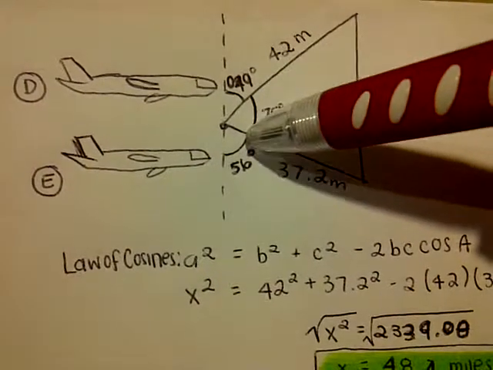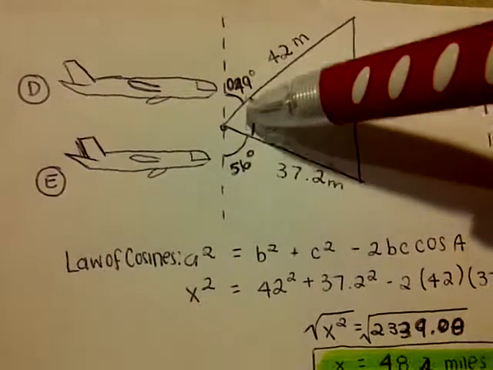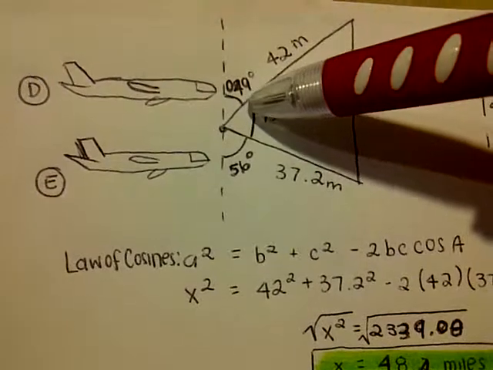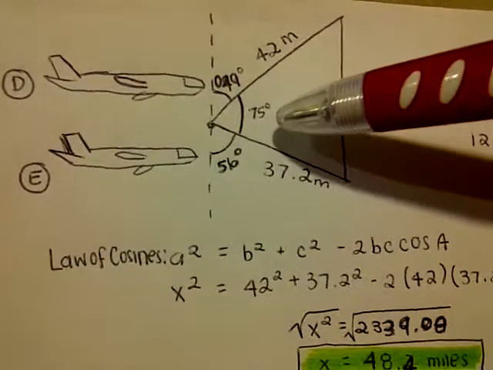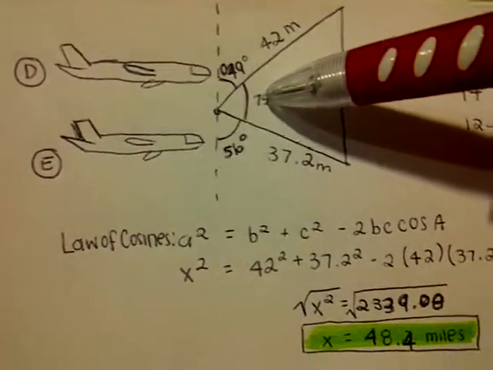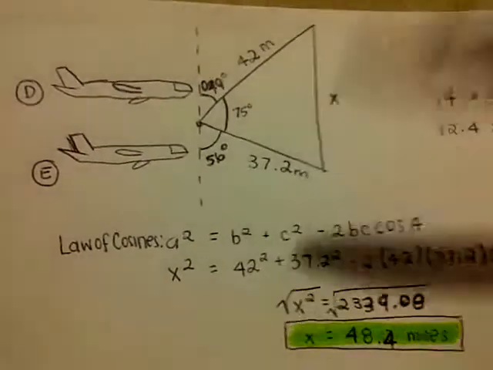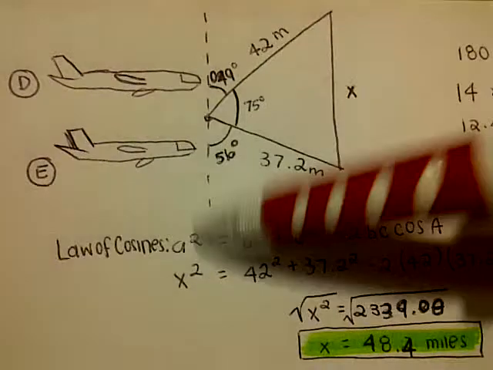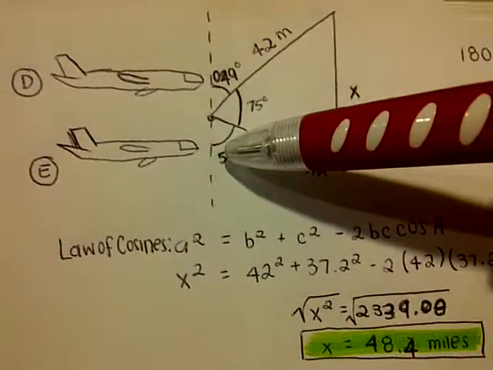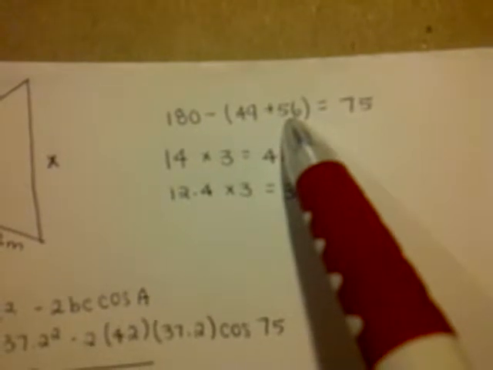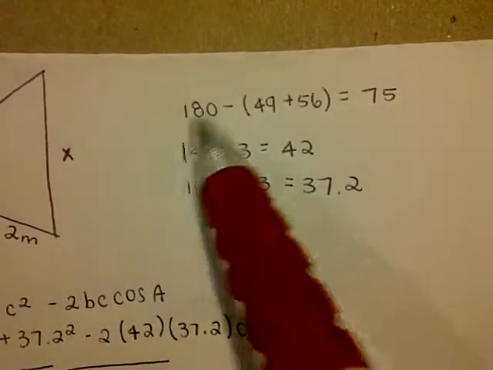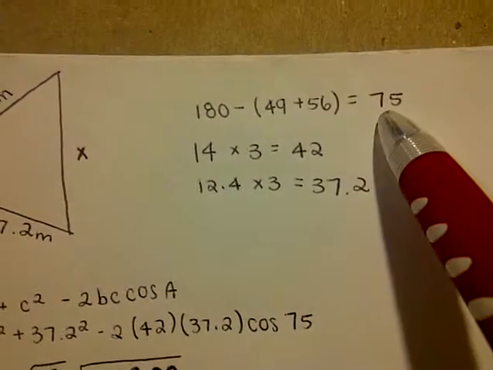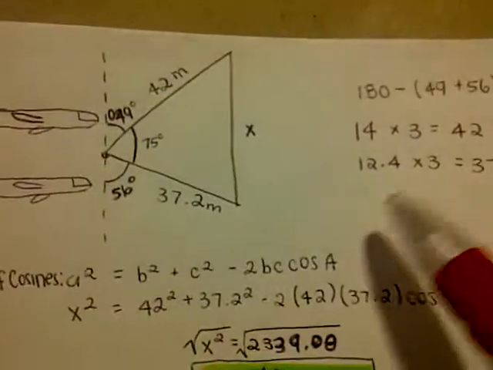Since the angle of the triangle that we actually need for the problem wasn't given, we should find that value. In order to find that value, we know that this line has an angle of 180. So if you take 49 and add it to 56, then take 180 and subtract that value, you should get 75 degrees. And that's your answer over here.